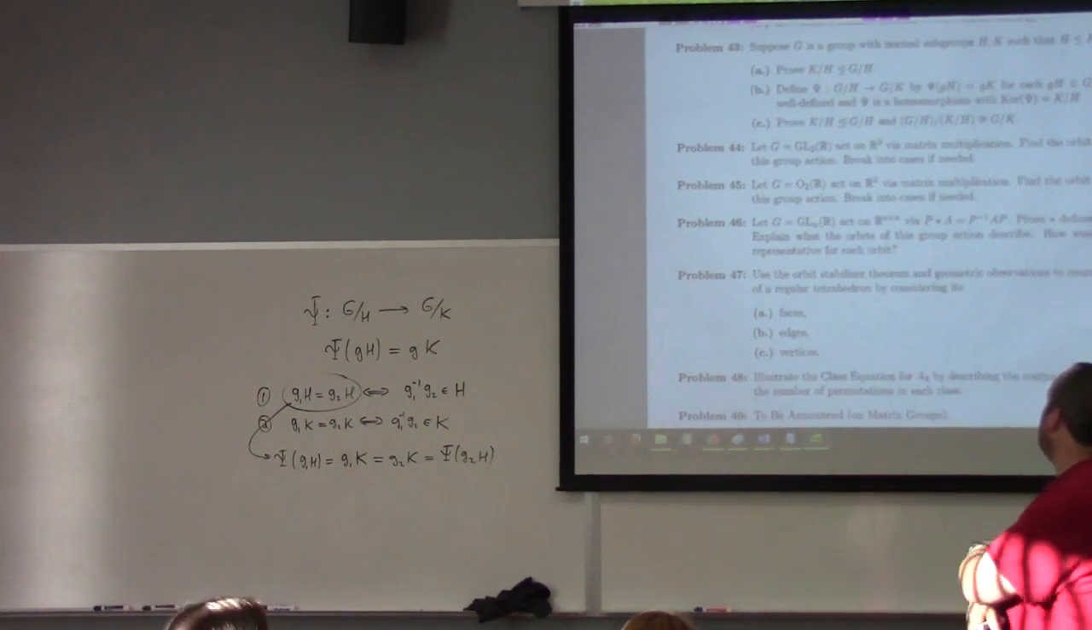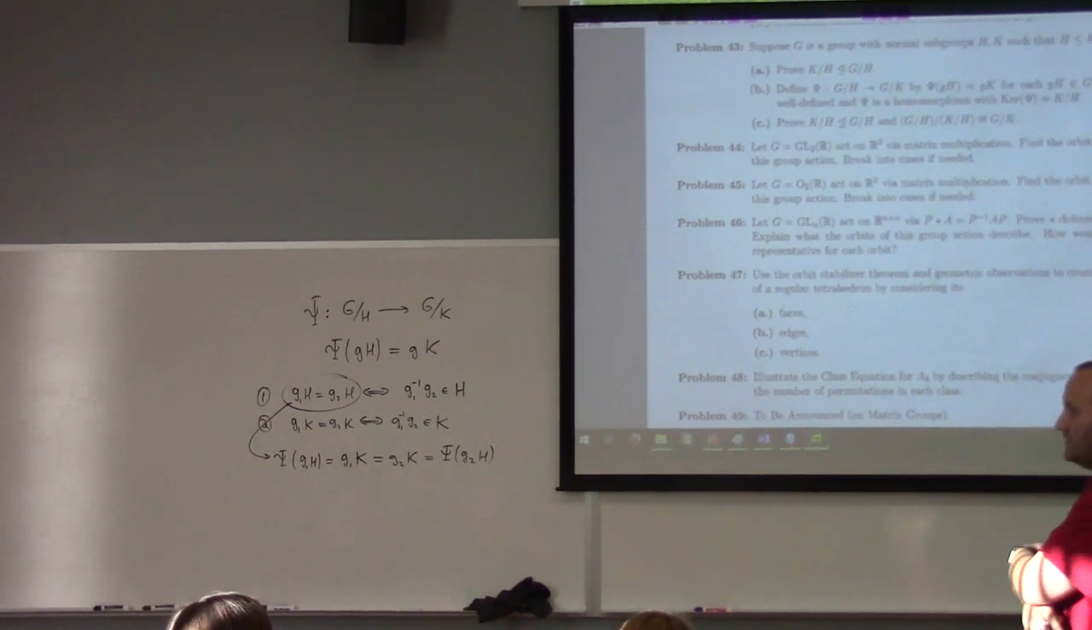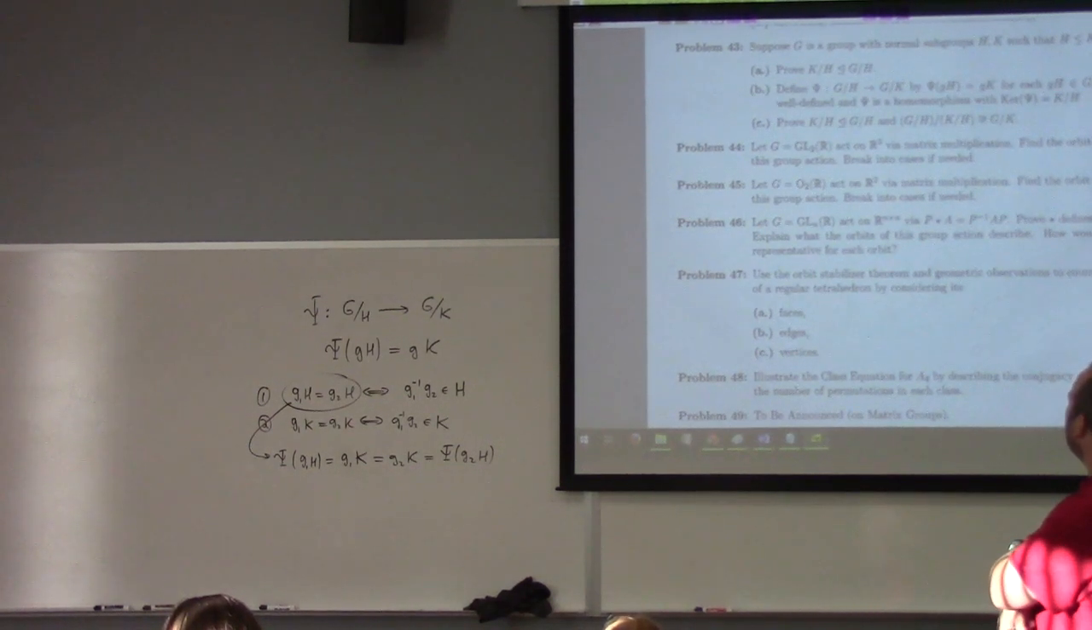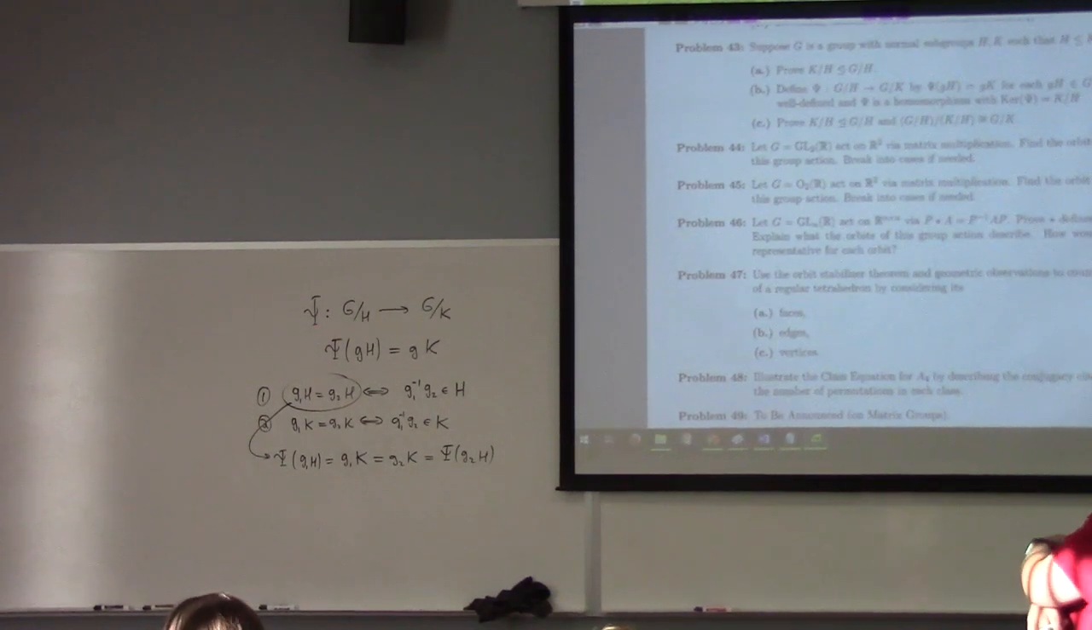The fact that the kernel is K mod H is not hard to come to. Do you guys have any ideas about part C? Wait, the first part was already done in part A, right? Right. That's true. But you can get it again from part B.